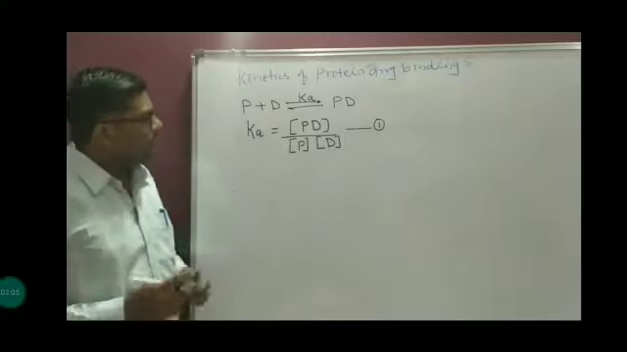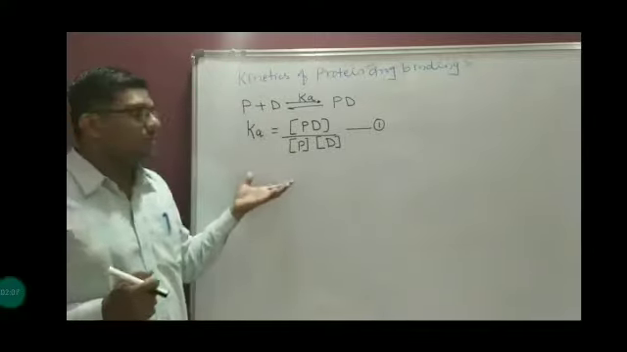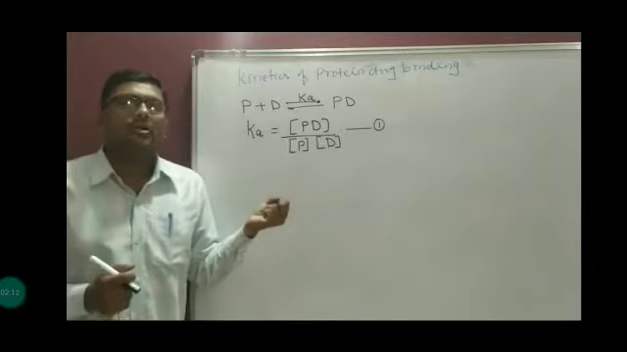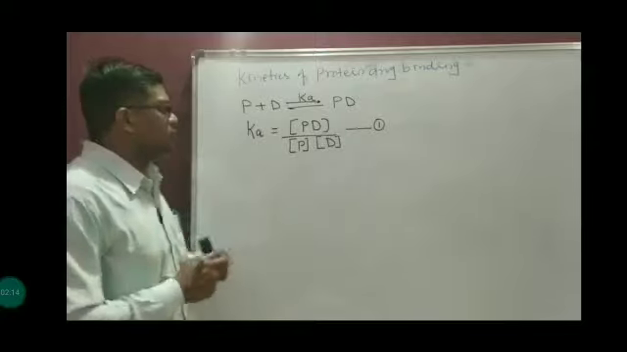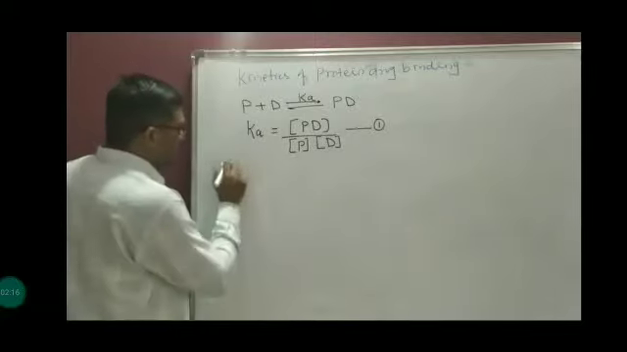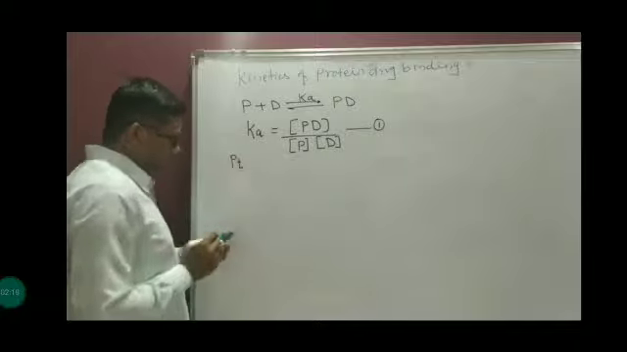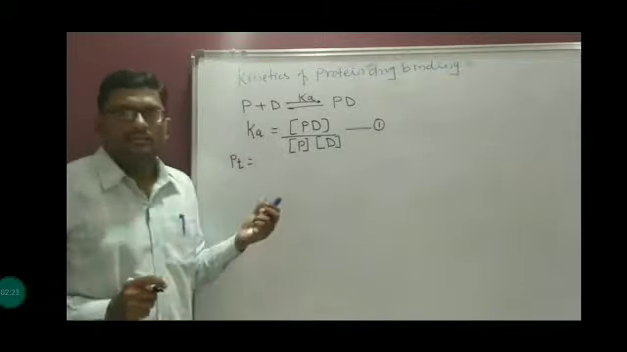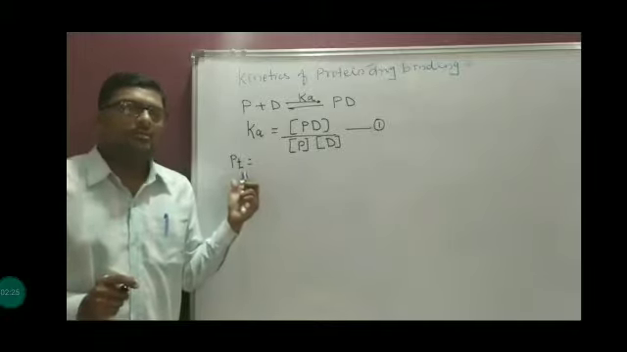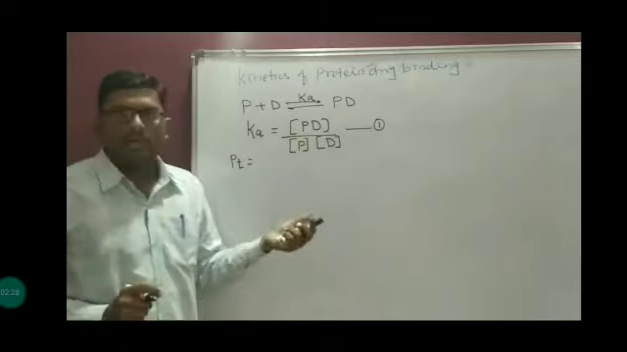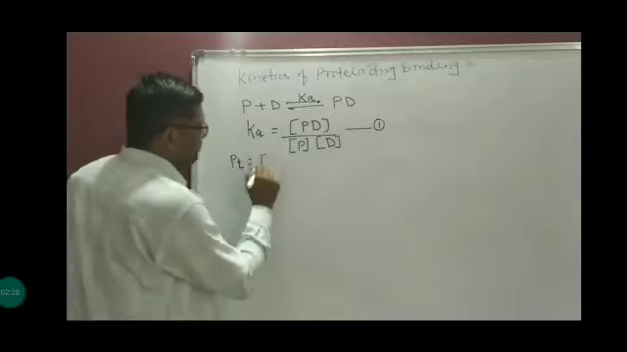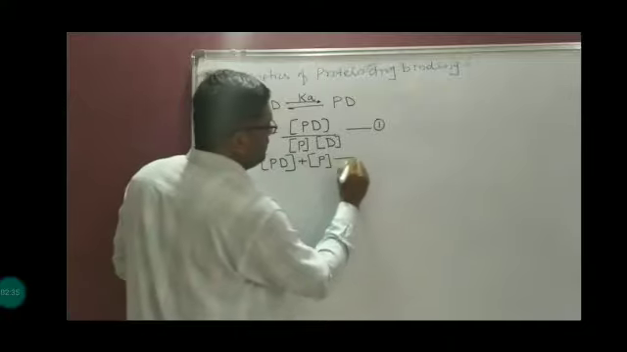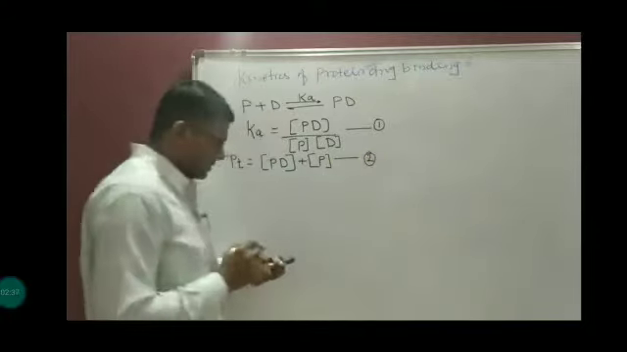Now we have to find the total protein. Total protein is the protein which is in the complex form and in the free state. So total protein will be represented as PT. This total protein is the total concentration of protein present both in free form and in complex form. So that is PD plus the free form of protein. Consider it as equation 2.